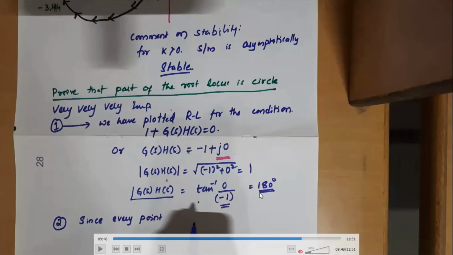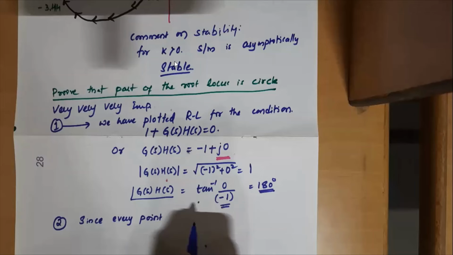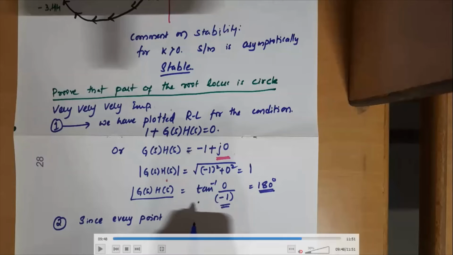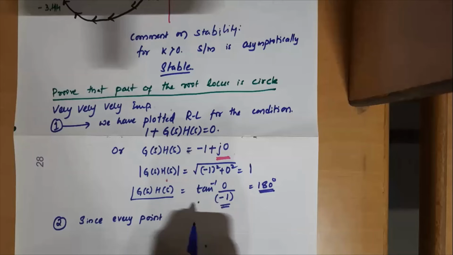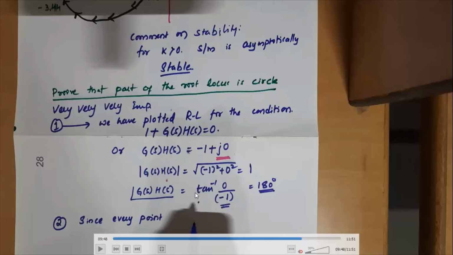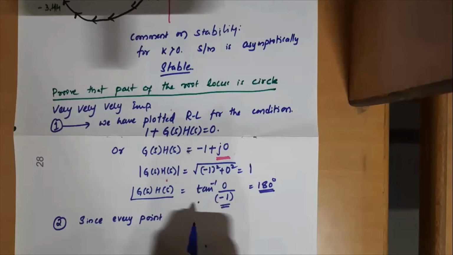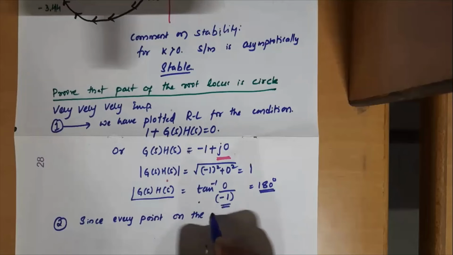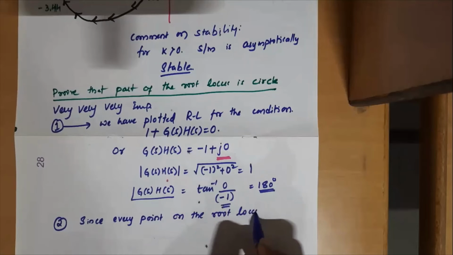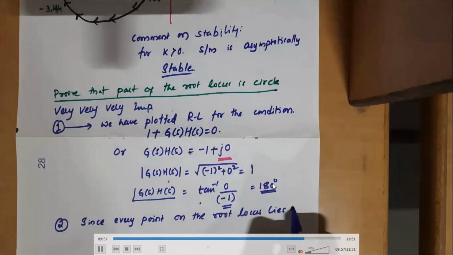So this magnitude and phase angle are coming into picture because we are dealing with a complex plane. We are dealing with a complex plane. Therefore, the phase angle of g of s into h of s on the complex plane at every point of the root locus will have 180 degree phase angle. That's how you can interpret. These are the two conditions we can say that the root locus is drawn.